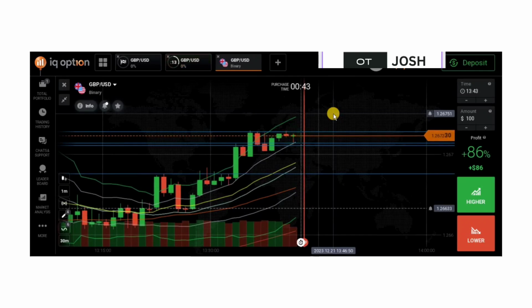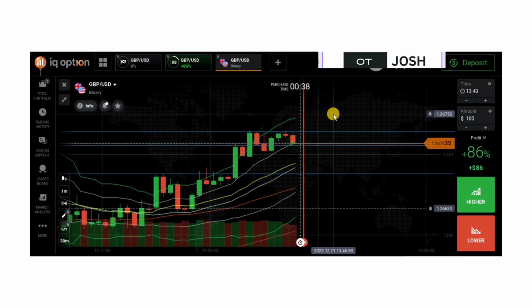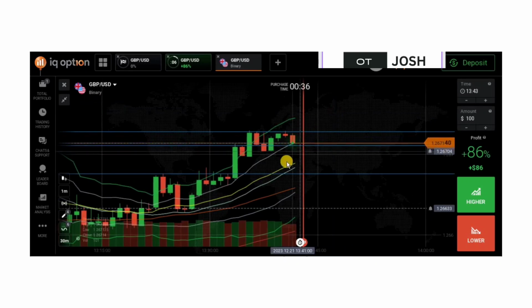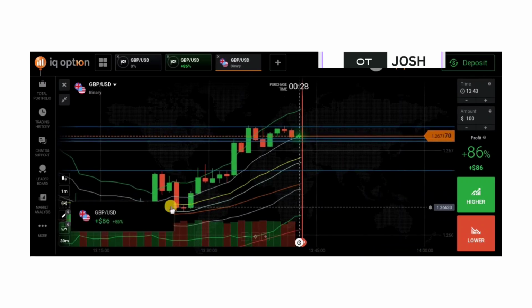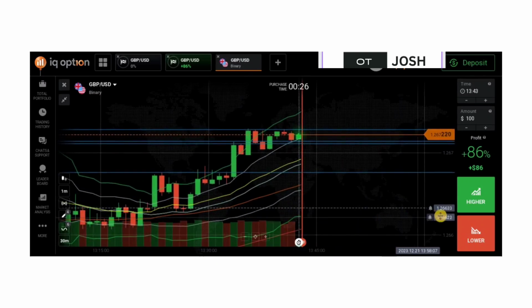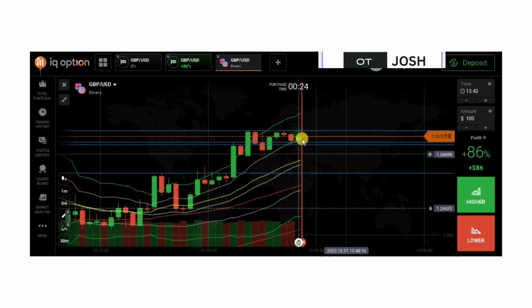So let's wait. We have some 10 seconds left, and at this point, what I can see now is that the selling pressure is strongly in the market, so we'll continue to go with sellers from this resistance.